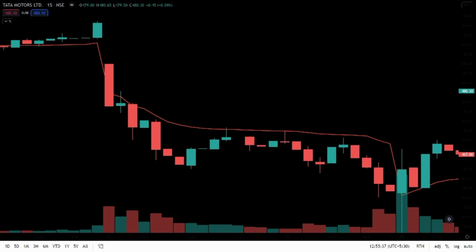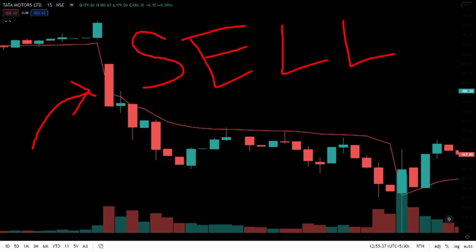So this is the Tata Motors chart, and we are using 15-minute candles as you can see, and the red line on the video is my VWAP. It is my VWAP line. As you can see over here, this candle closes below the VWAP line decisively. You can see the candle has closed below the VWAP line clearly. So that gives us a sell signal.